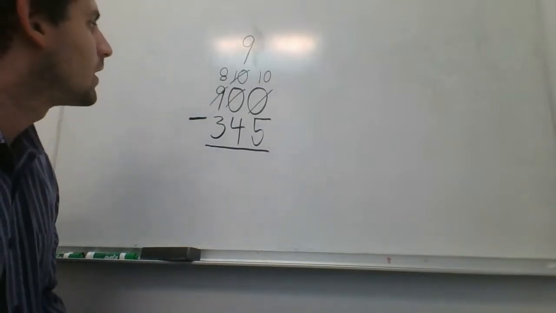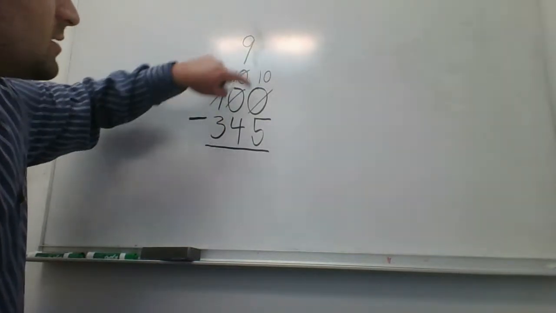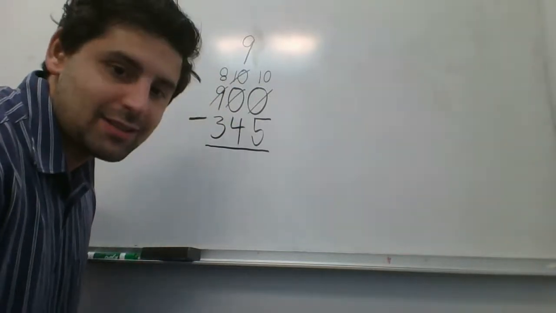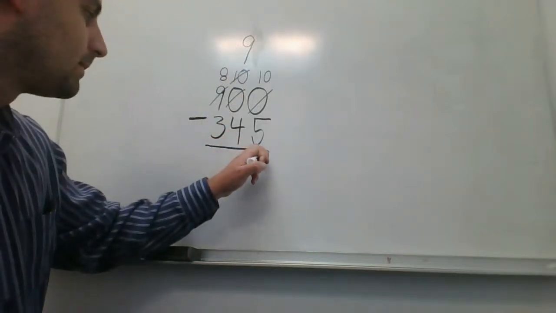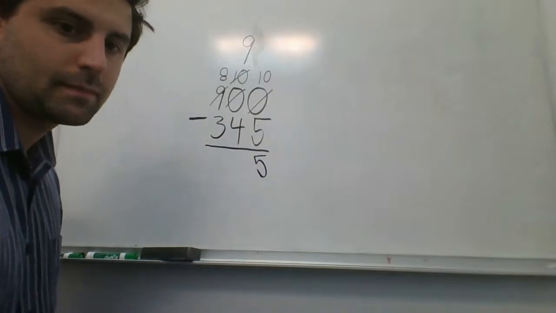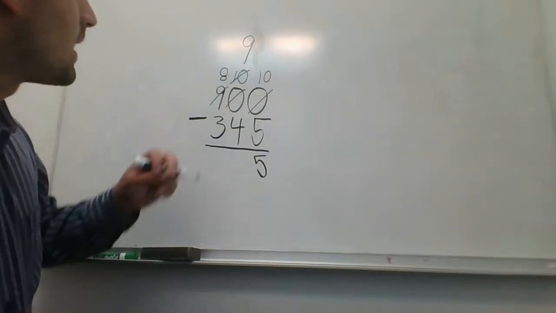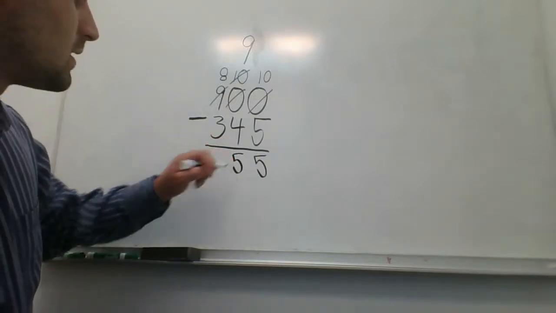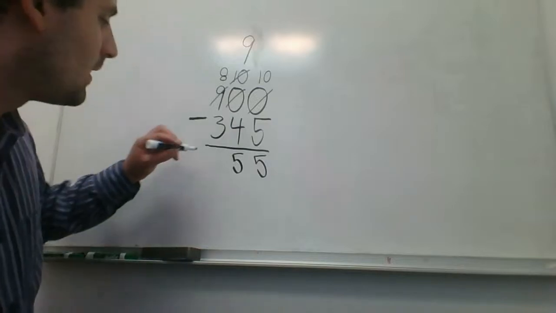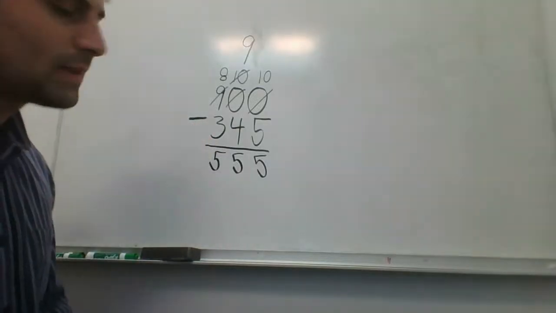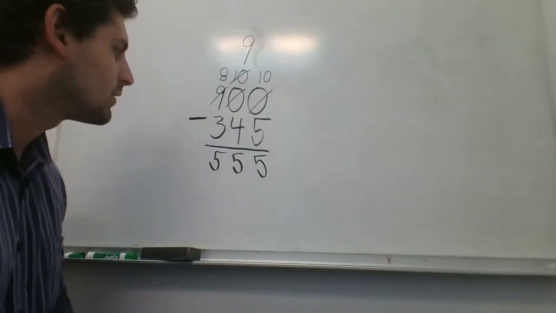Now I'm going to double check, make sure all my top digits are bigger. 8 is bigger than 3. 9 is bigger than 4. 10 is bigger than 5. We are ready to subtract. Going to the ones place, 10 minus 5 equals 5. Going to the tens place, 9 minus 4 also equals 5. And going to the hundreds place, 8 minus 3. I did not plan it this way, but 8 minus 3 also equals 5. So we have our final answer. 900 minus 345 equals 555.